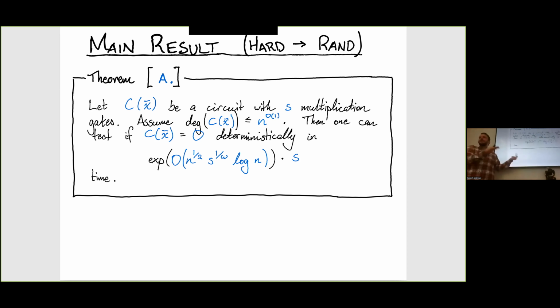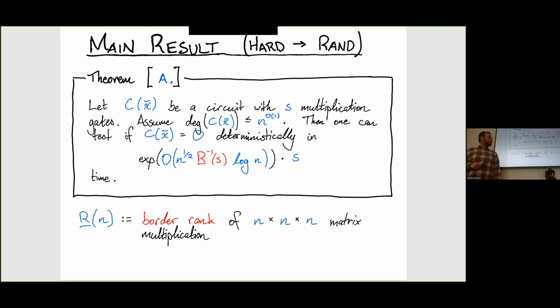And that's not interesting. So it turns out there's a bit of a more fine-grained view you can take on this result. And it's in terms of this quantity, this underline R of S, but inverse. And this underline R is the so-called border rank of matrix multiplication. Now, I don't want to precisely define it. Intuitively, it's the number of scalar multiplications you need in order to compute a matrix product.